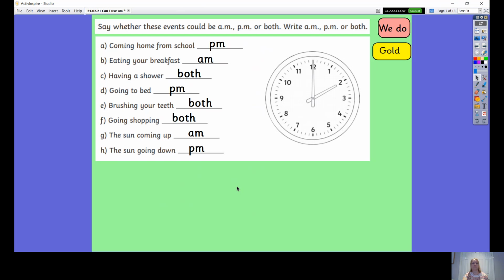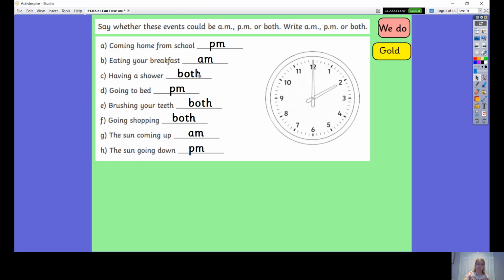There we go. So coming home from school, we come home from school in the afternoon, don't we? Usually at 3:05 or 4 o'clock or something if you've got a club, that is in the afternoon. We don't come home at 3 o'clock in the morning from school. Eating our breakfast, as I said earlier, has to be in the AM. It doesn't really count as breakfast if it's in the afternoon.